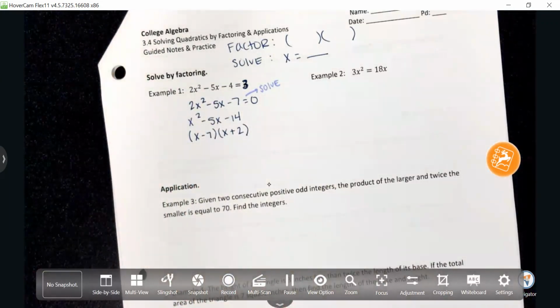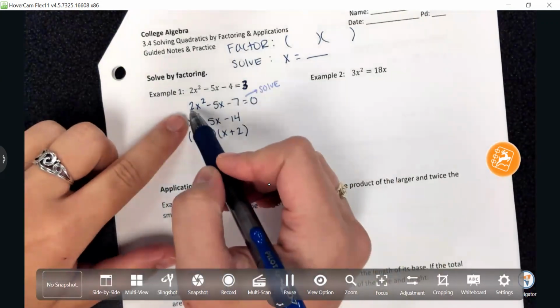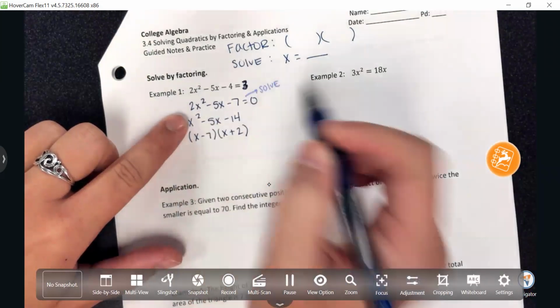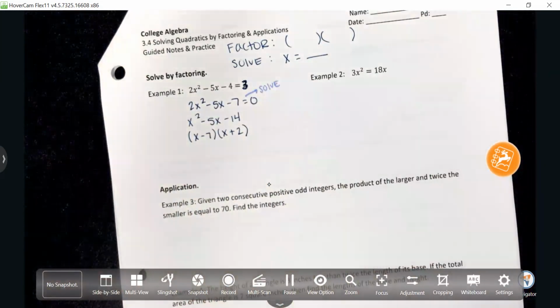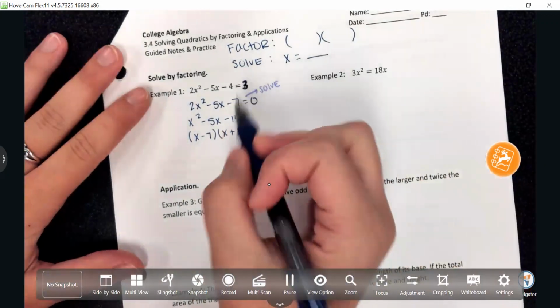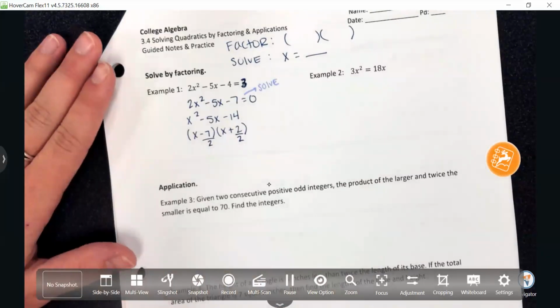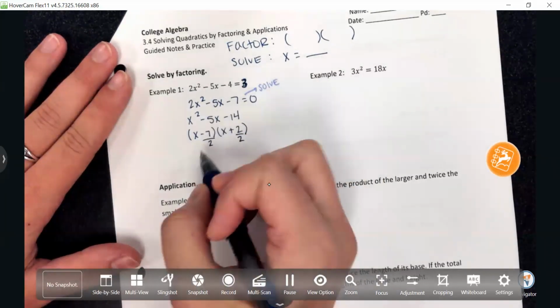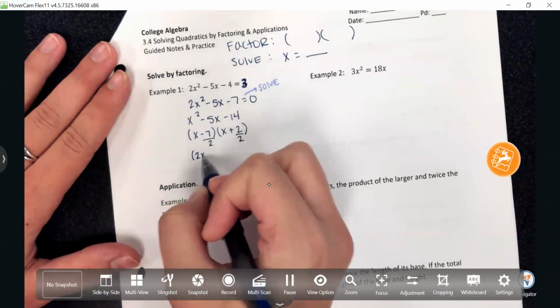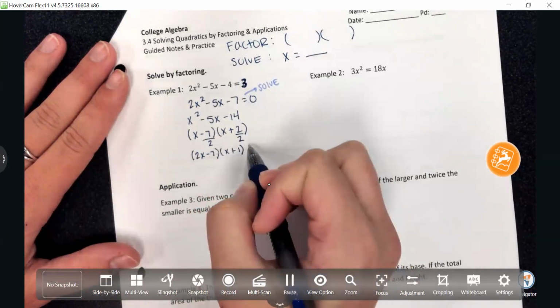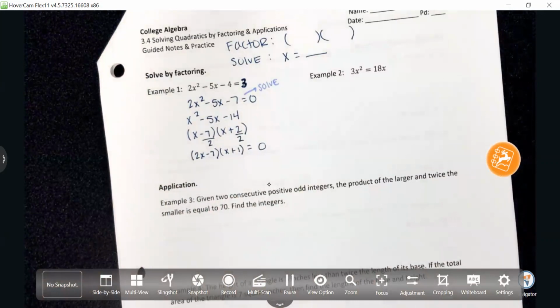Since I multiplied by 2, what do I have to remember to go back and do? I can't make an eye chart because there's a 2 in front of my x squared. So I multiplied, slide divide, right? Maybe. So because I multiplied by 2, I have to go back and divide by 2. 7 can't be divided by 2, so I have 2x minus 7 times x plus 1 equals 0.